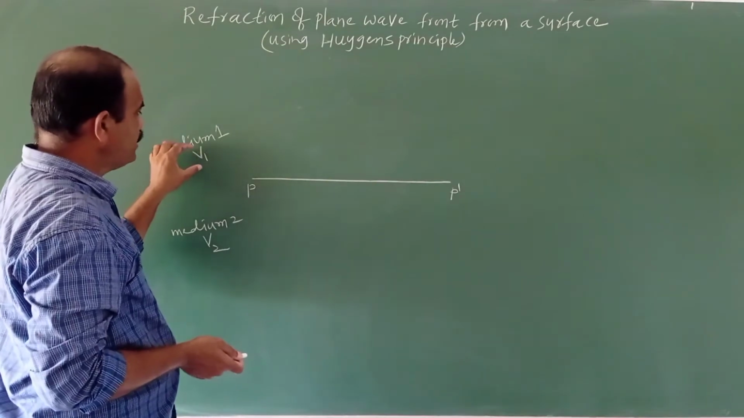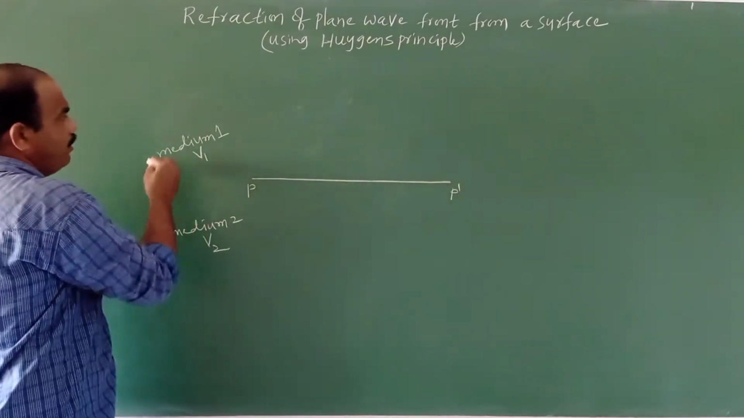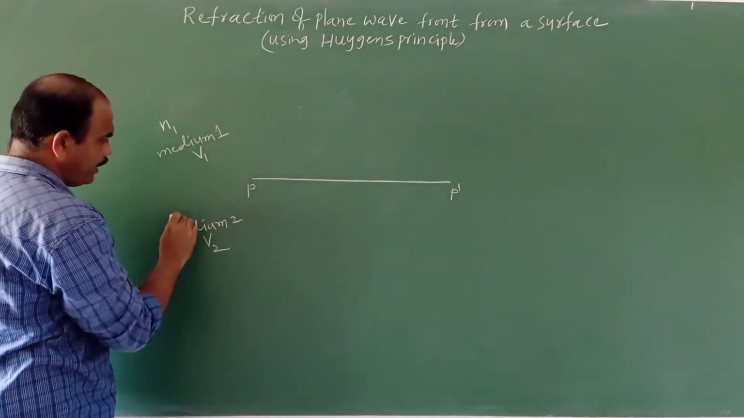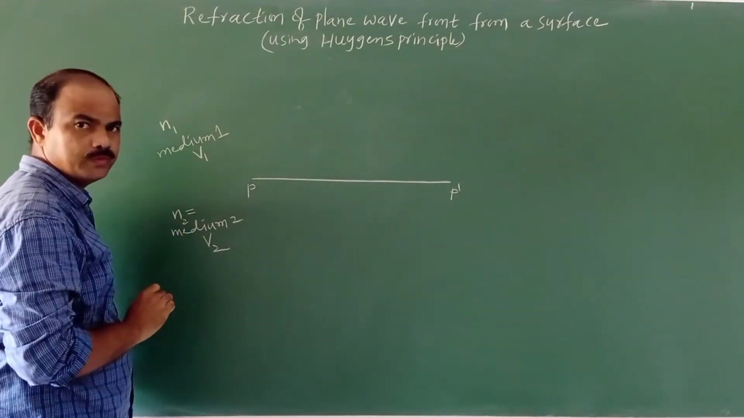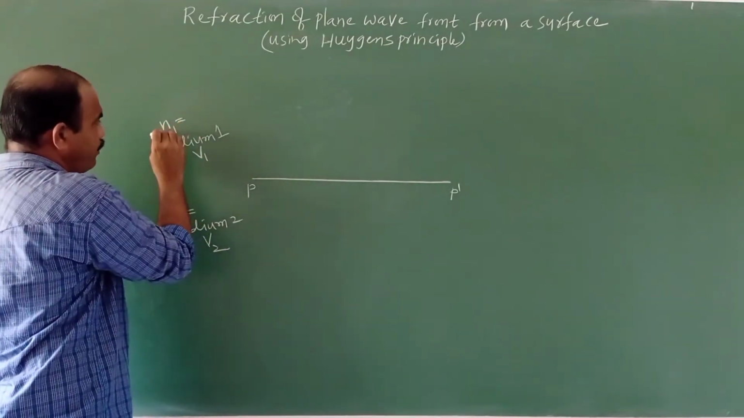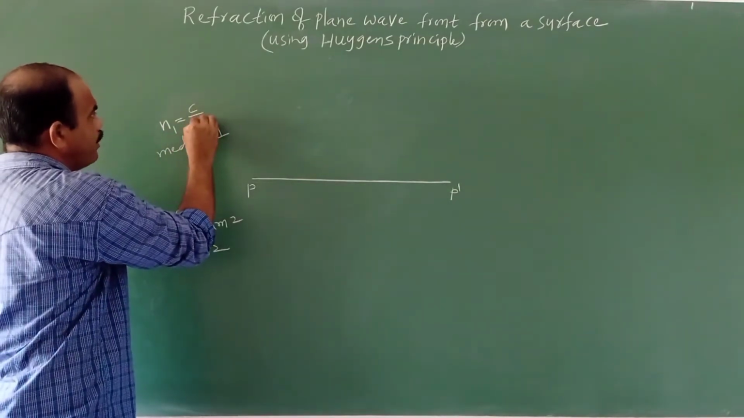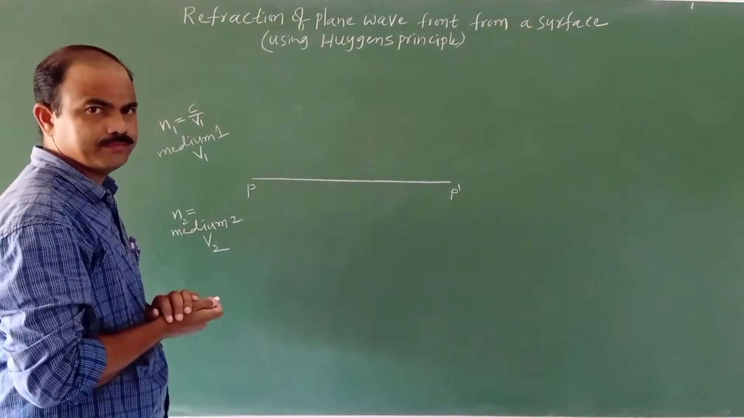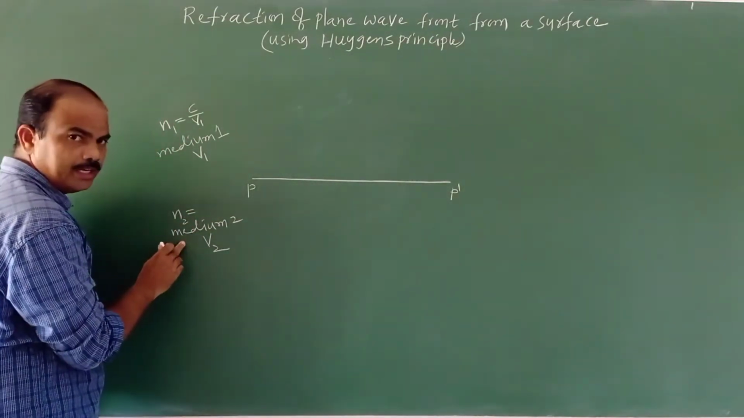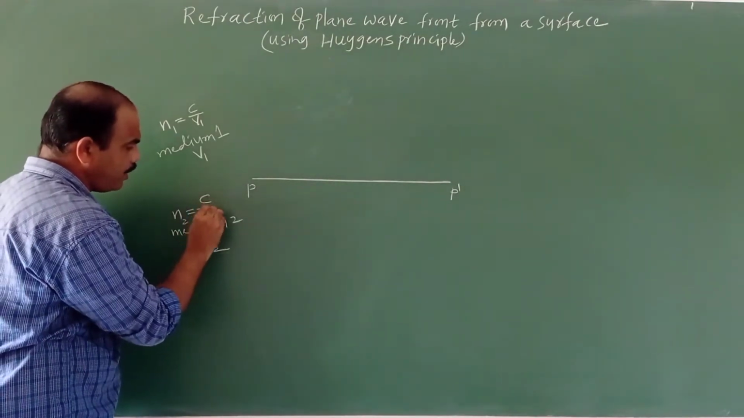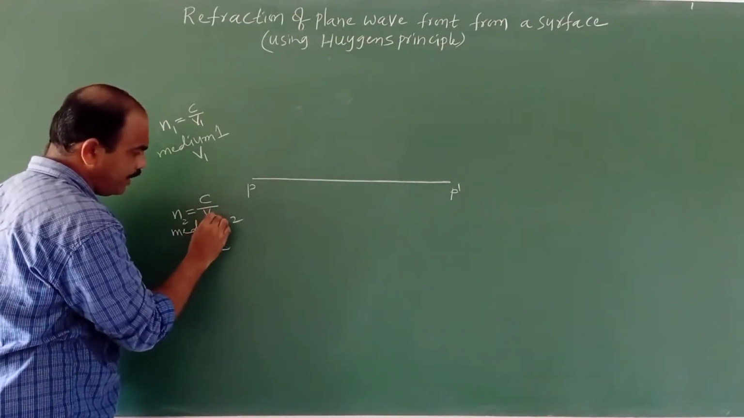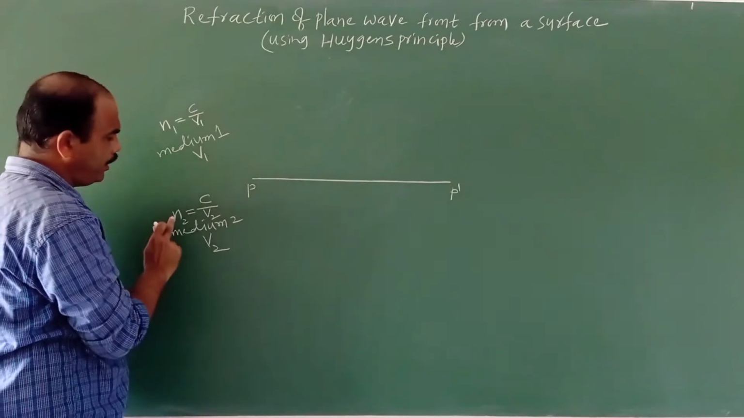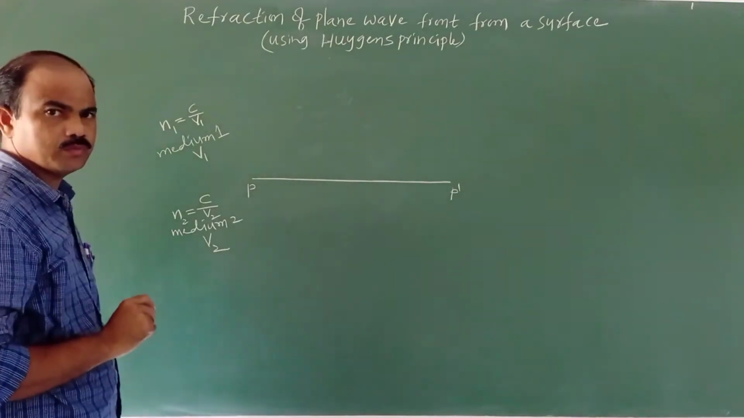If the velocity of light in medium 1 is v1, the absolute refractive index of medium 1 is considered n1, and that of medium 2 is considered n2. The absolute refractive index n1 can be taken as c by v1, because it is the ratio of the velocity of light in vacuum to the velocity of light in medium 1. Similarly, the absolute refractive index of medium 2 is the ratio of the velocity of light in vacuum to the velocity of light in medium 2, n2 equals c by v2.